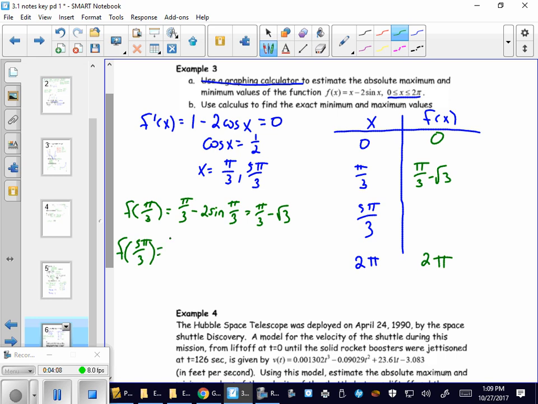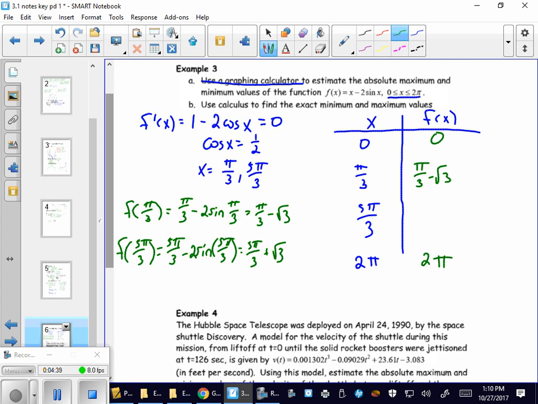Well, it's going to be plugging in 5 pi thirds for x minus 2 sine 5 pi thirds. So that's going to be 5 pi thirds. Sine of 5 pi thirds is the same thing as sine of pi thirds, which is square root of 3 over 2, but it's in the fourth quadrant, so it's going to be negative. So that negative times the negative out in front of the 2 is actually going to make this a positive square root of 3 when you reduce it.